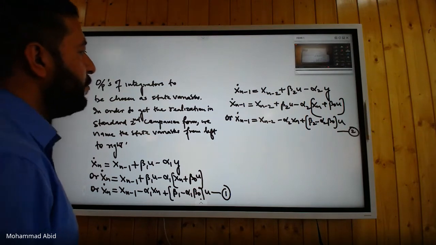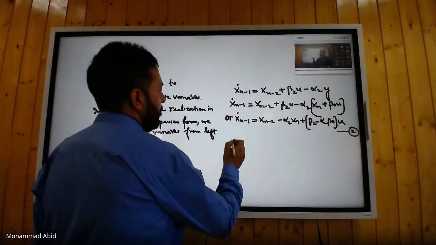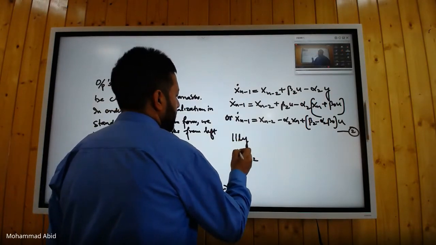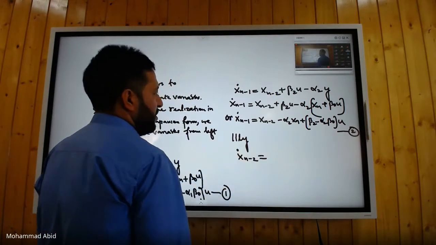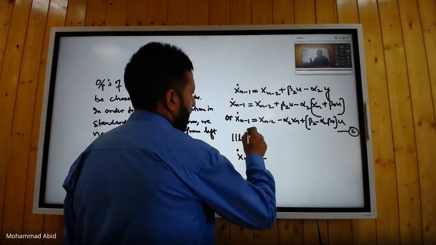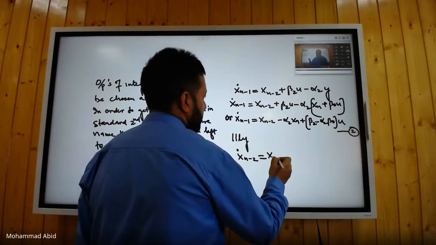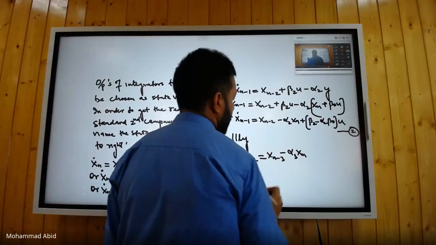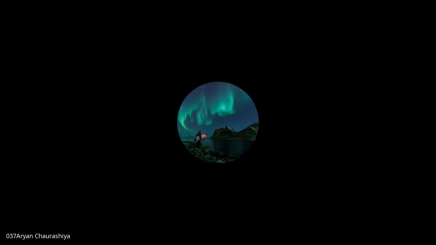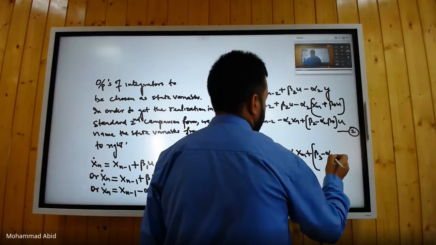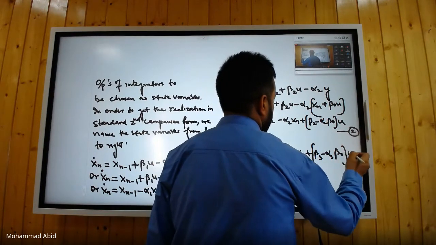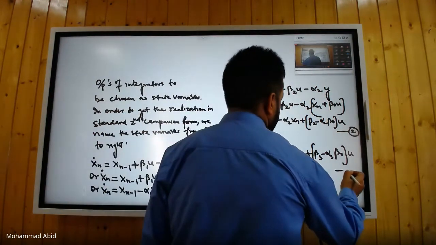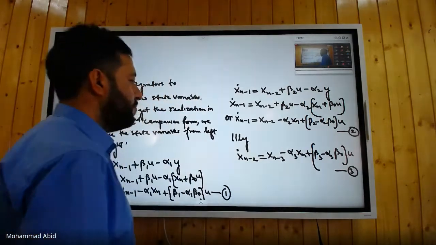By the same analogy, can you tell me what xn minus 2 dot will be equal to? Yes, just help me, n minus 3. Last वाली equation आप मुझे बताओगे. xn minus 3, then minus alpha 3 xn plus beta 3 minus alpha 3 beta naught into u. Is that clear? Yes, sir. This will be your equation number 3.